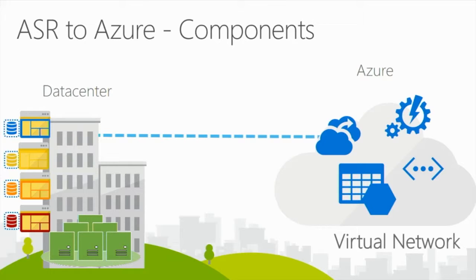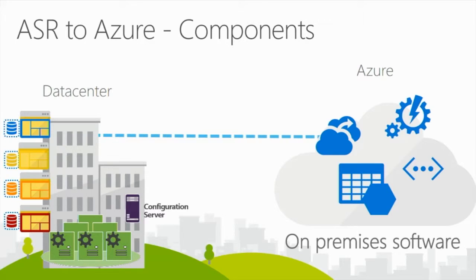Now, the software we deploy on premises is going to depend on the virtual host and the virtual infrastructure that we've got. But in general, we're going to have some form of agent, which is going to be installed onto our virtual hosts. And if we're running VMware, we're going to have a virtual configuration server that we need to run on our infrastructure as well.